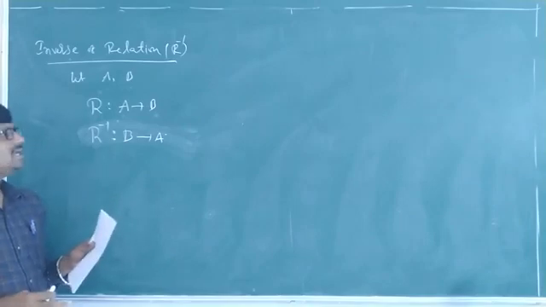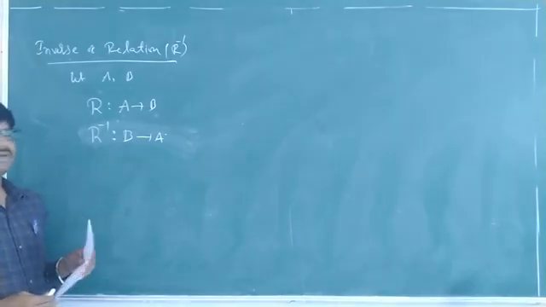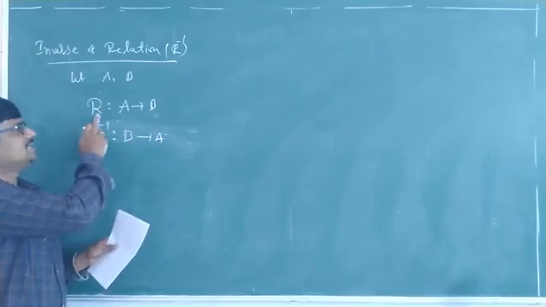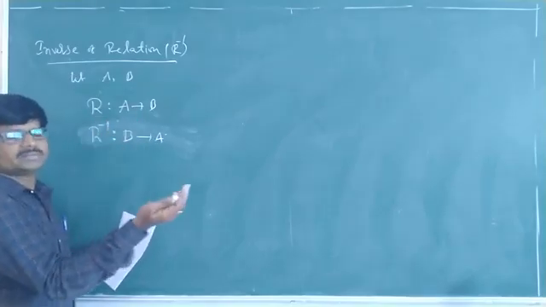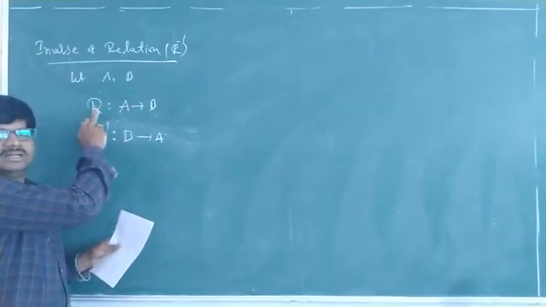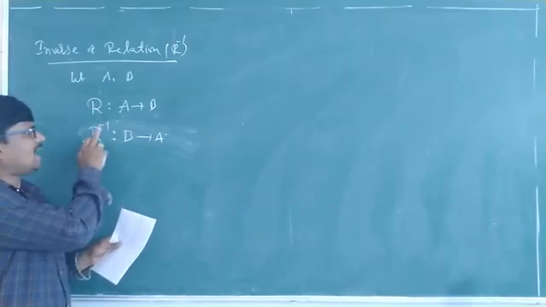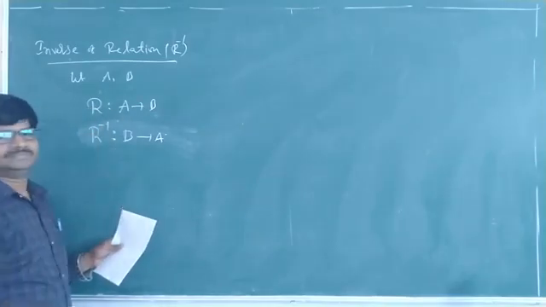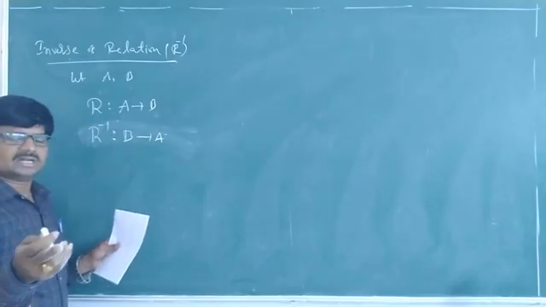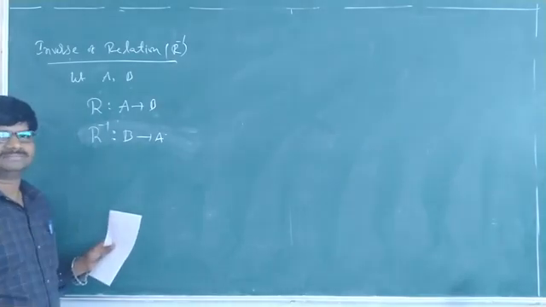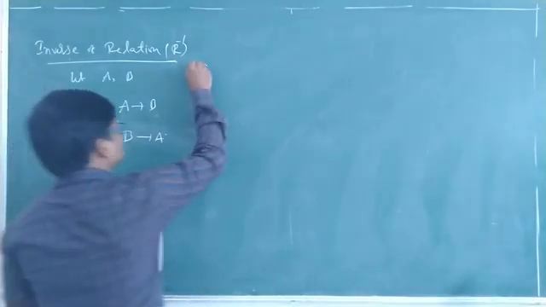It is denoted by R inverse. B to A. R is a relation from A to B. R inverse means the inverse of this relation R. Inverse relation of R is denoted by R inverse. It is from B to A, while R is the relation from A to B. Okay, so I will give one example here.